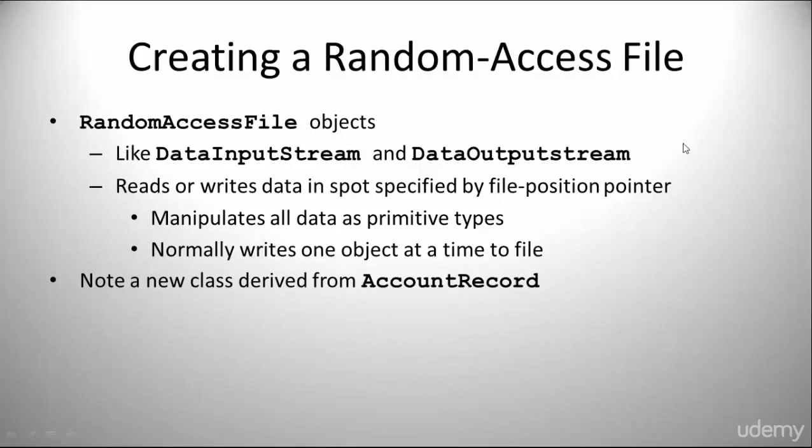Let's continue looking at a random access file. For a random access file, we have objects like data input stream and data output stream. It reads or writes data in a spot specified by a file position pointer. This can manipulate all data as primitive types and normally writes one object at a time to a file. Note is a new class derived from a count record.